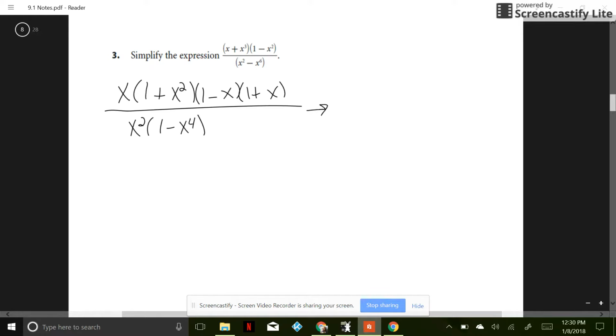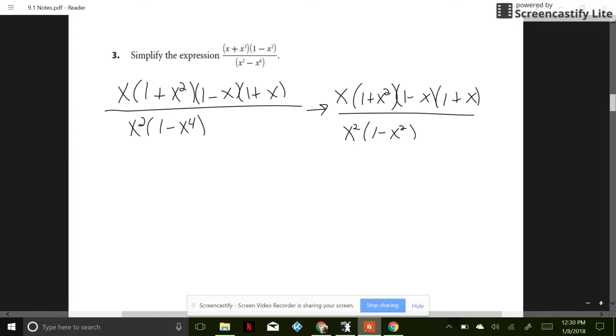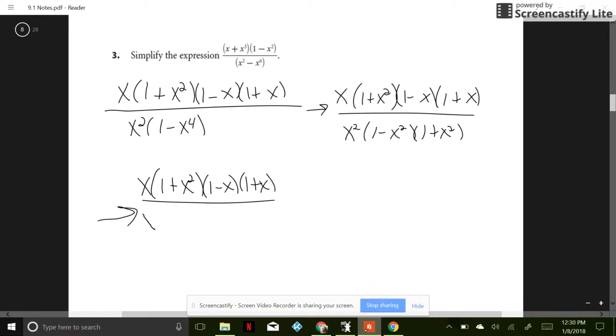Well, that's another difference of squares. So we can factor that into 1 minus x squared, 1 plus x squared. And that 1 minus x squared in the denominator is another difference of squares. So we can factor again to get our final factorization, and then we can cancel what we can. So 1 minus x, 1 plus x, and then the 1 plus x squared.